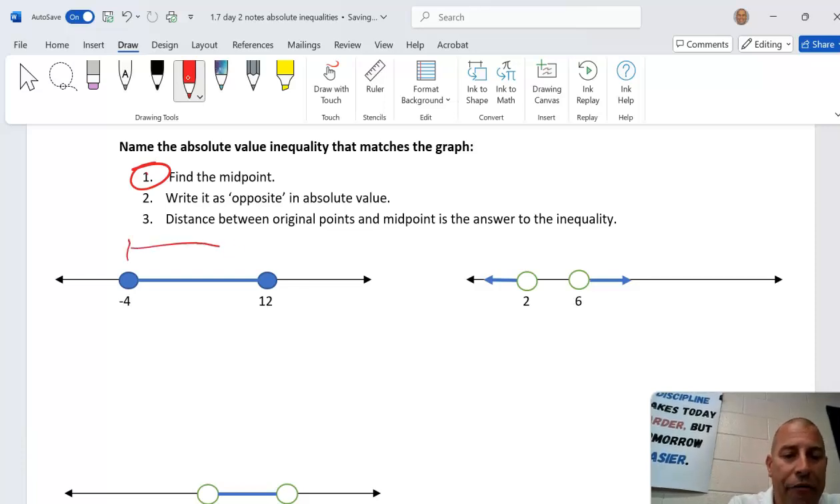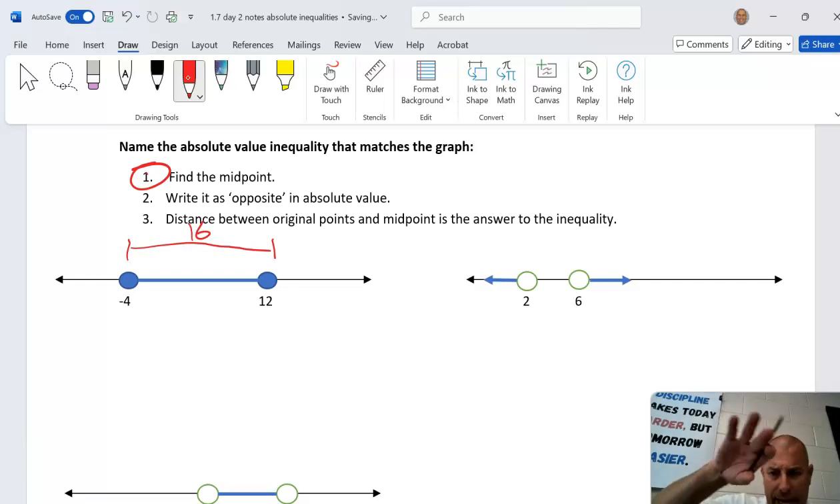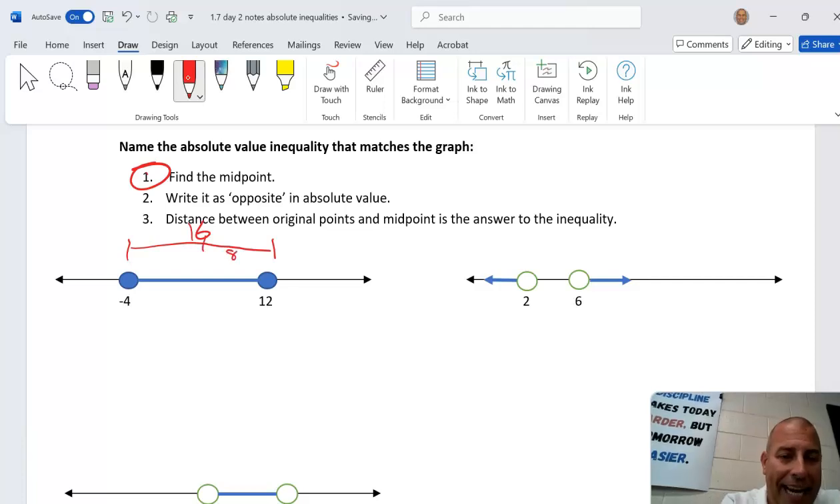So we look at how far we have to go. We travel a total distance of 16, because I got 0, and that's 4, and then that's 12. So the entire distance is 16. The midpoint, that means it's going to be 8 and 8. So if I go 8 away, we should be at a 4. And sure enough, if I go 8 away from negative 4, we land on a 4.